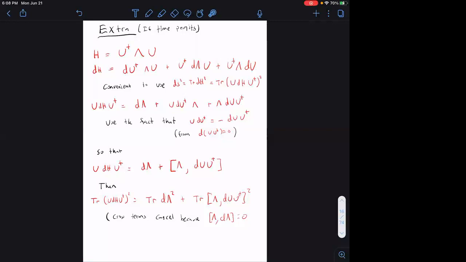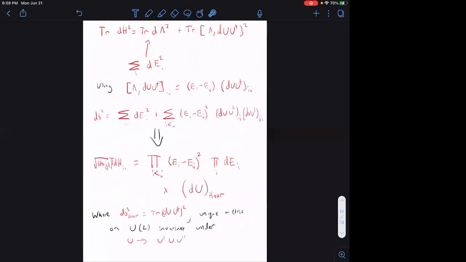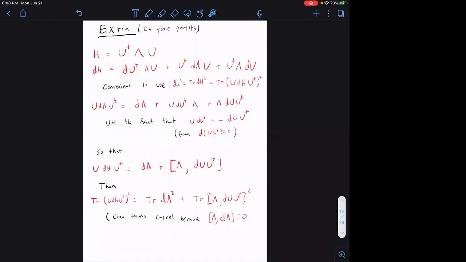I'm not going to go through this. This is just some algebra working out the metric. You take H, express it in terms of the unitaries and the eigenvalues, and study dH. Then the metric is trace dH squared, and you work it out and simplify.